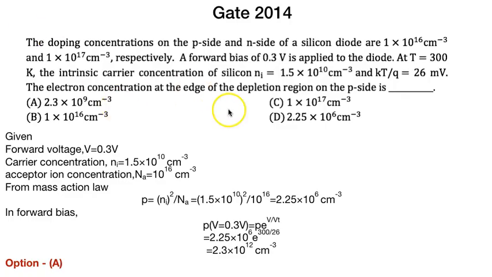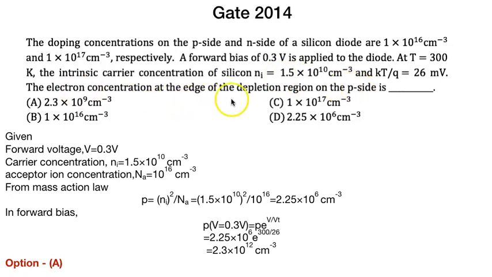If we look at the GATE 2014 question, the doping concentration on the P side and N side of the silicon diode are 1 into 10 to the power 16 and 1 into 10 to the power 17. Across the P side it is Na, and across the N side it is Nd. Forward bias voltage is applied, and at temperature T the intrinsic concentration and KT by Q values are given.